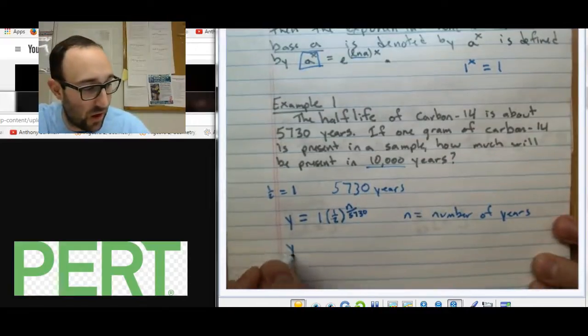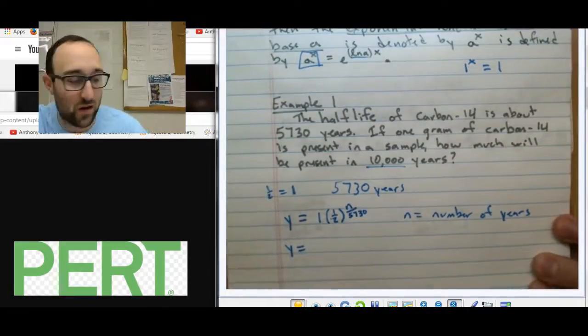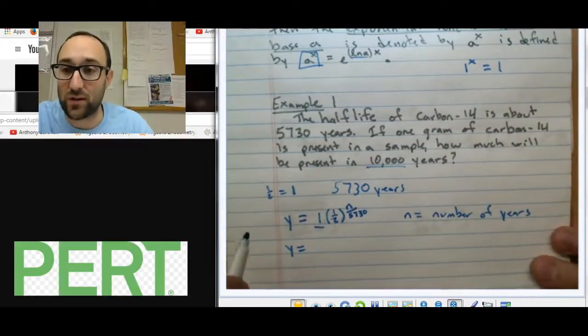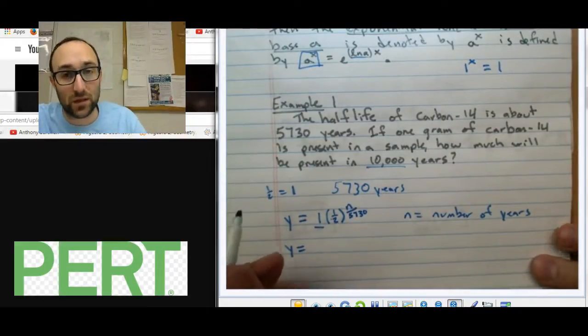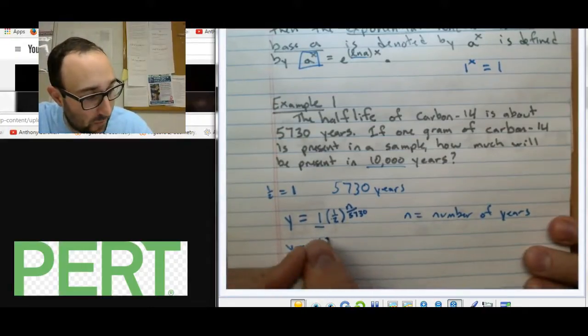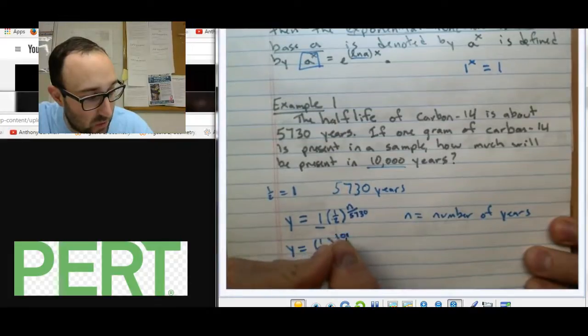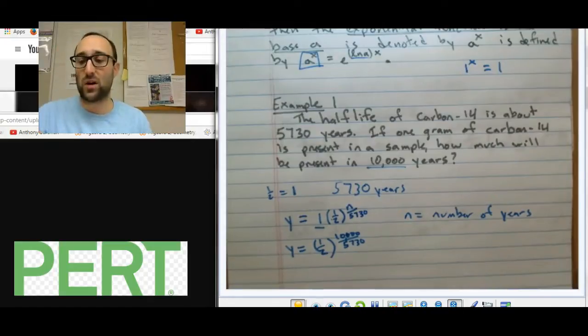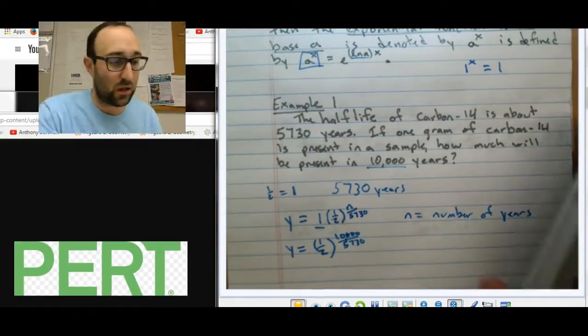10,000. So we can say y equals, do I really need that 1 there? No, but that does kind of tell you it's the principal. It's the first amount. That's the starting value. It's kind of like your y-intercept, if you think back to lines, right? So I'm just going to do 1/2 to the 10,000 over 5,730. All right, and then why don't we just grab our calculators and figure this all out?